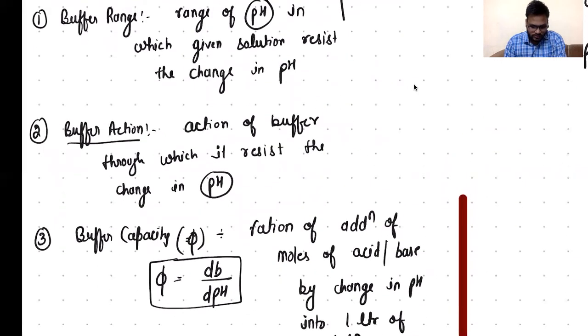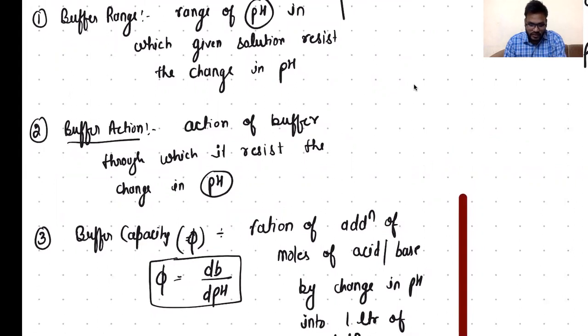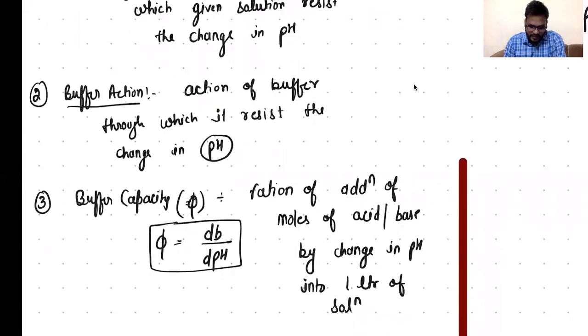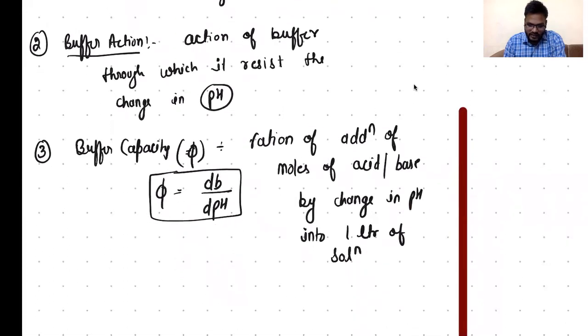Buffer range is range of pH in which given buffer solution resists the change in pH. Buffer action of buffer through which it resists the change in pH. Buffer capacity, ratio of moles of acid or base added by change in pH into 1 liter of solution. Okay.